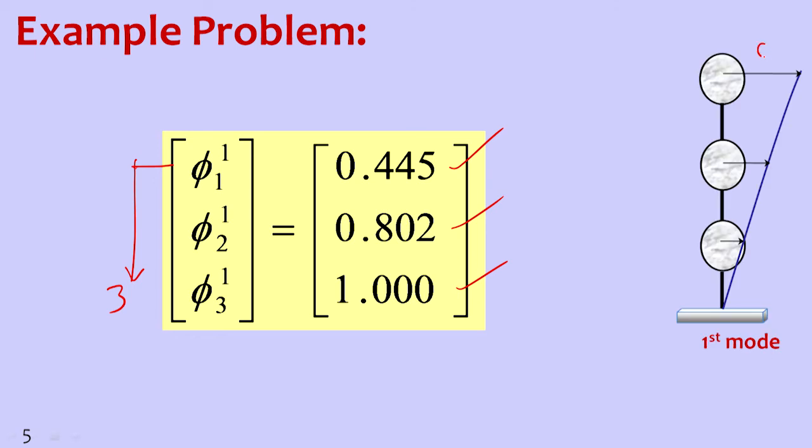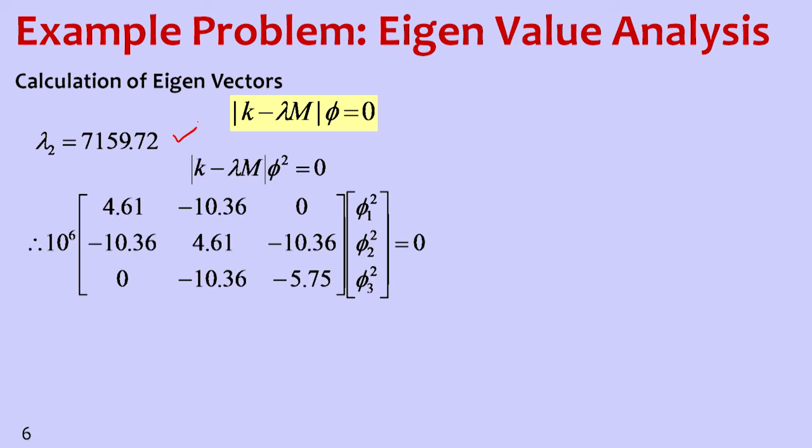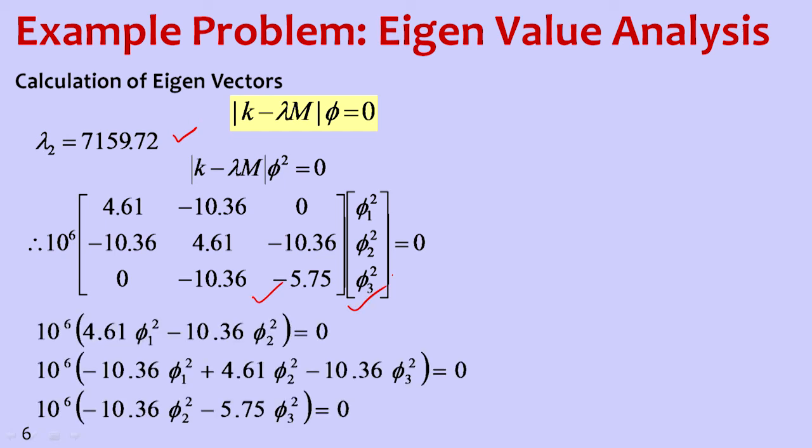If I draw the diagram, 513, 512 and 511. Here we have 513 as 1, and 0.802 and 0.445. Now similarly we can calculate the mode shape, that is a 5 vector for the second mode, by substituting lambda 2 as the actual value of 7159.72.